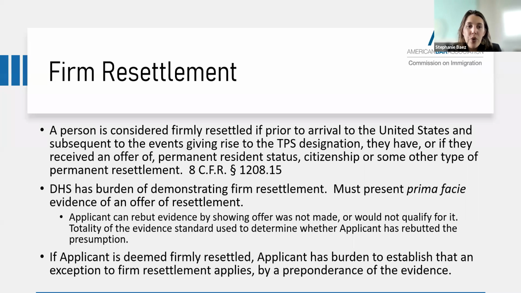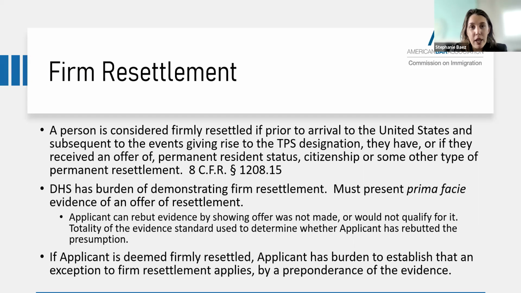Now, another common issue that comes up, especially in the context of Haitian TPS, a complication, is firm resettlement. Firm resettlement is if someone, prior to arrival in the United States, received an offer of permanent resident status, citizenship, or some other permanent resettlement, where they could have stayed in a third country before coming to the United States. The question of firm resettlement is particularly common with Haitian nationals who are arriving in the United States right now, because many people lived in a third country such as Brazil or Chile for maybe a couple of years before coming into the United States most recently.